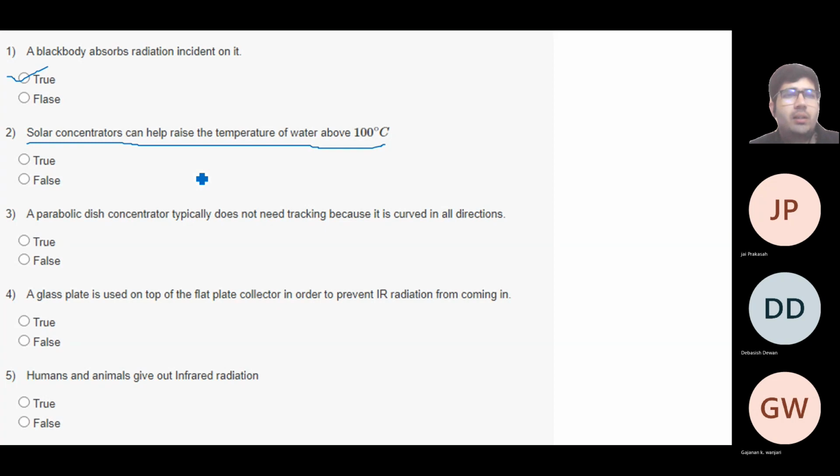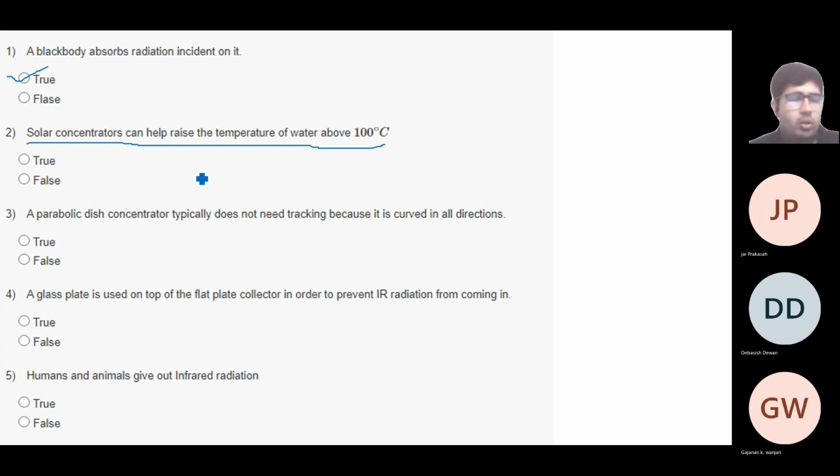Does anyone want to answer? Please answer. I'm giving you 1 minute. Okay, let me repeat the question again. The question is: a solar concentrator can help raise the temperature of water above 100 degrees. Is it true or false?